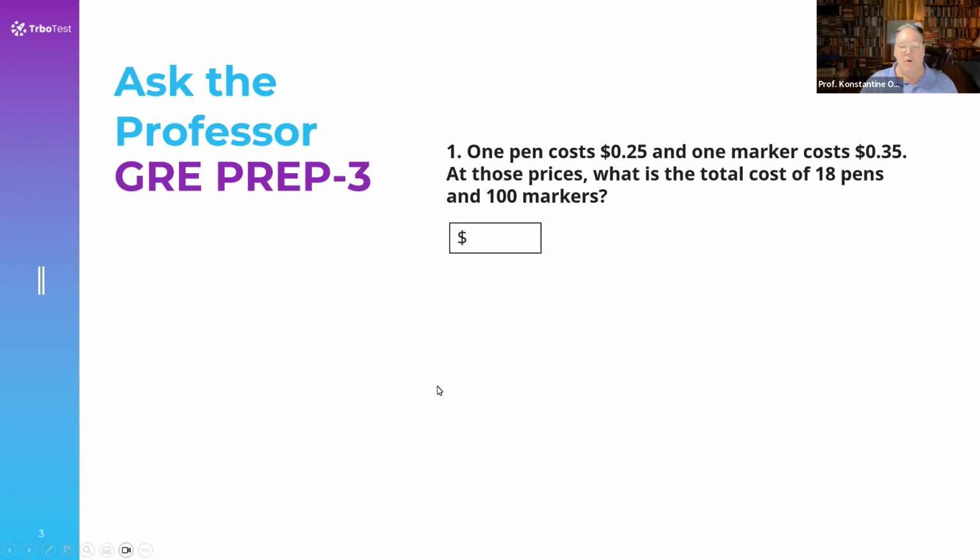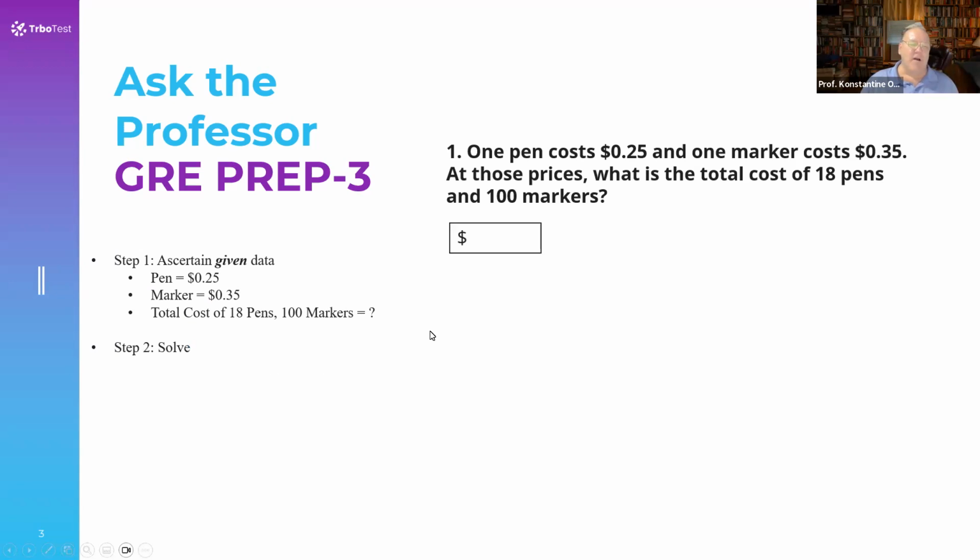Now, note that there are no multiple choice questions to pick from. It is simply a blank box that you have to enter data in. So we ascertain the data that we have. Pens are 25 cents a piece. Markers are 35 cents a piece. The total cost of 18 pens and 100 markers is what we're looking for.